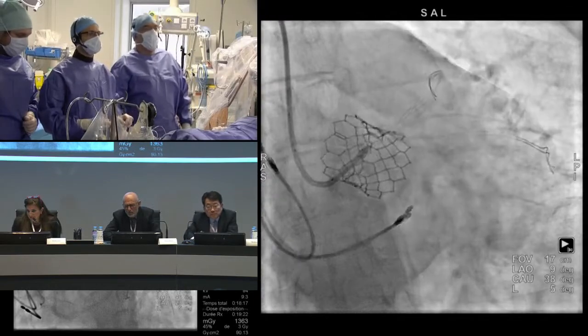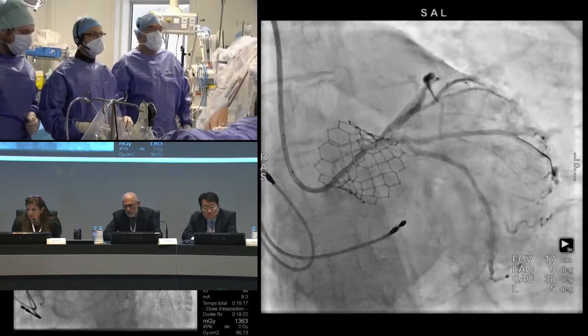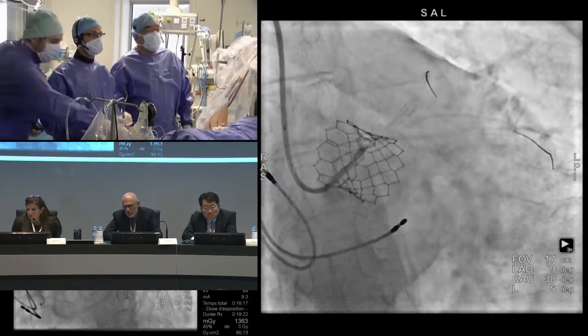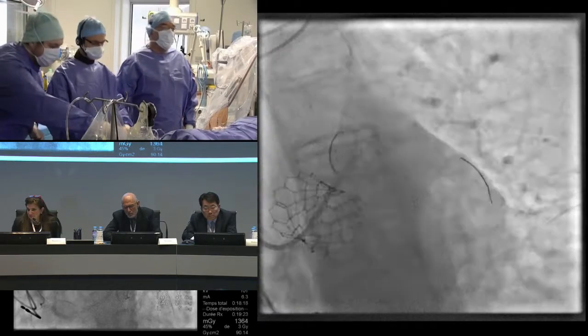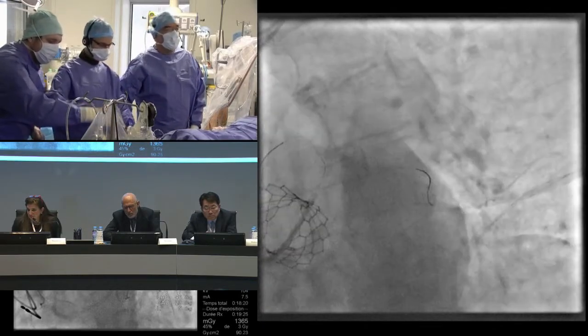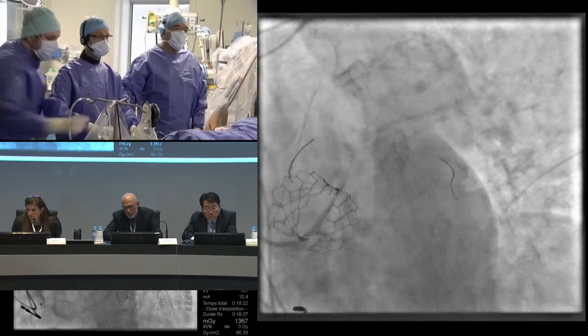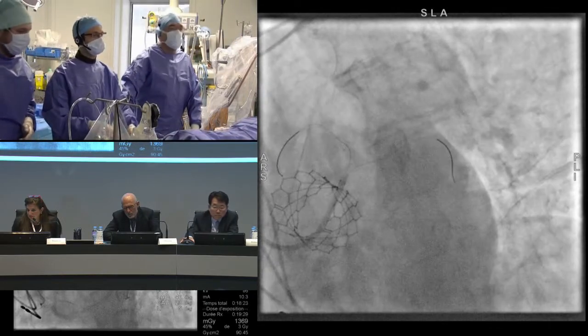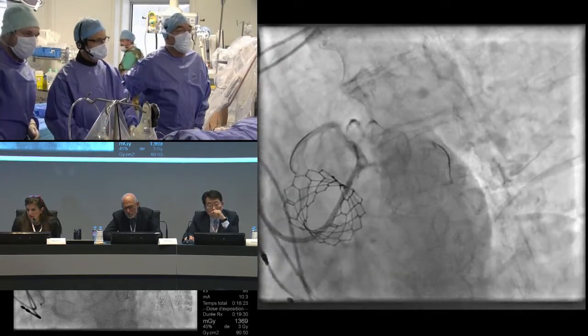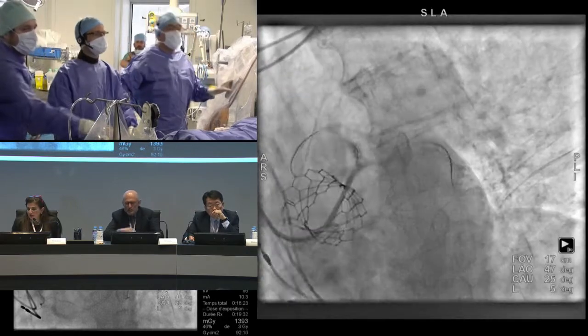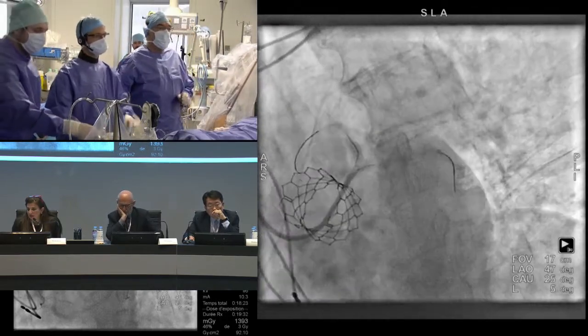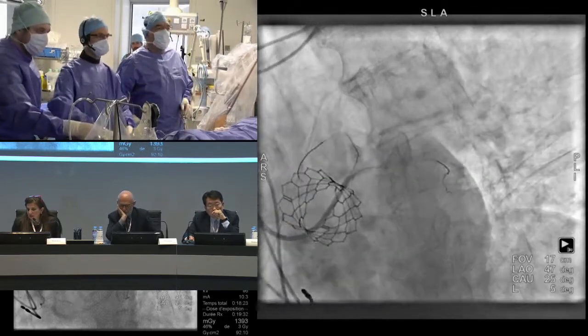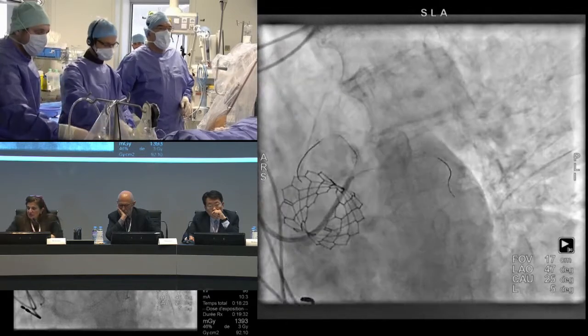I will try to do the circumflex instead of the marginal wiring, to do the thing simply, but maybe we need to place a stent 18 millimeter length in the circumflex. Remember that the balloon was a 15, so I think that with 18 millimeters should be okay. But I think it's a good question here.